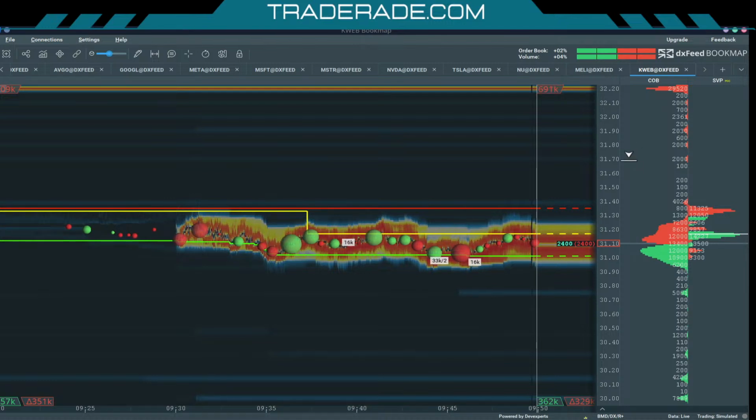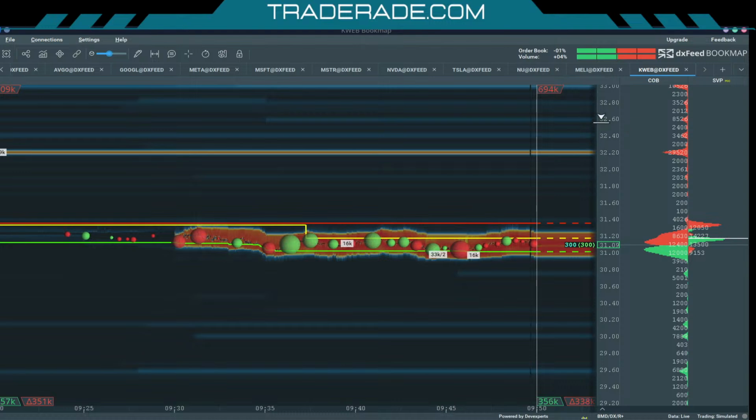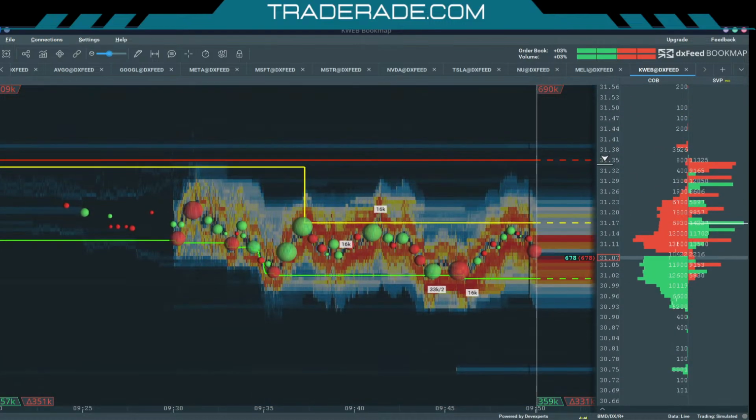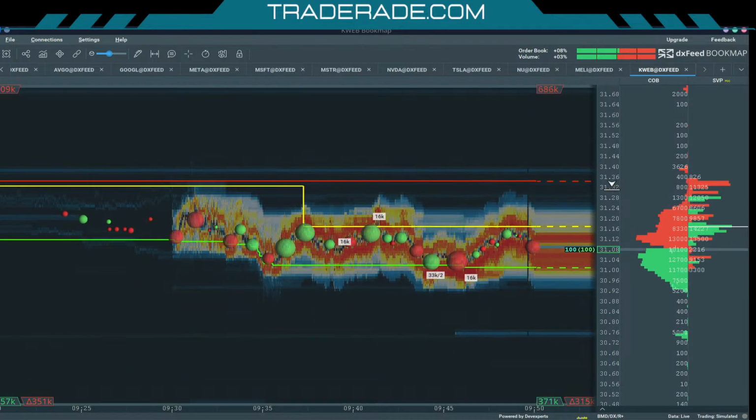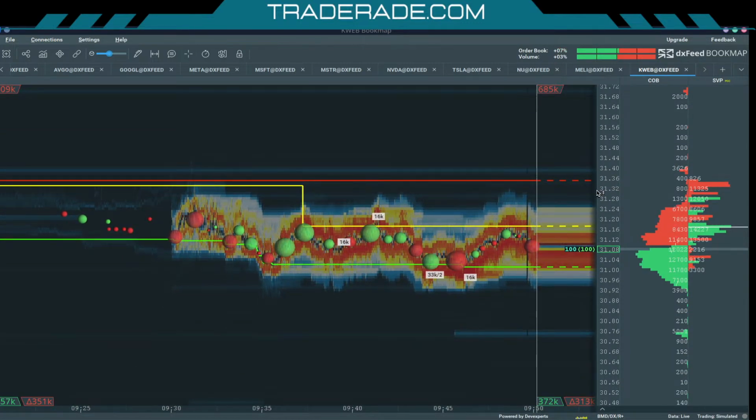So KWeb's a pretty liquid trader. You've got over 1 million unit depth. We don't call them shares in ETFs; we call them units because it's a little bit different how they're engineered. But yeah, this is another one with a bit of a heavy order book. So you still have more interest in selling, especially at some of these higher prices.